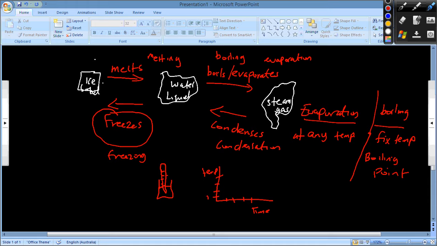Now, when you have 1, 2, 3, and 4, as the time increases, the temperature increases, then you're going to have a slope. Then a time will be reached where, as the time is increasing here, the temperature will remain constant at 4.